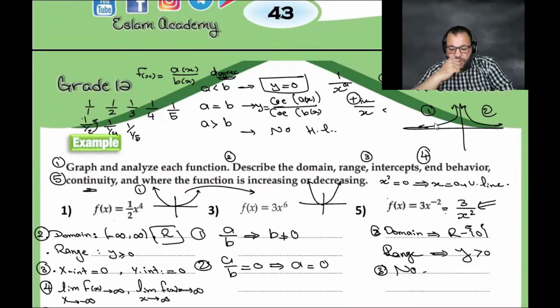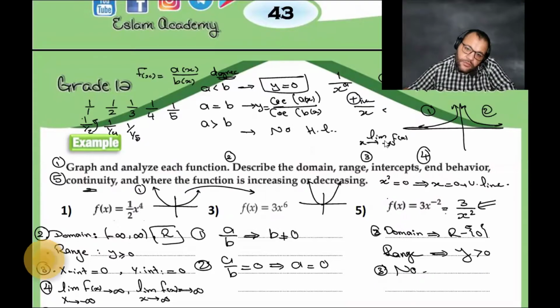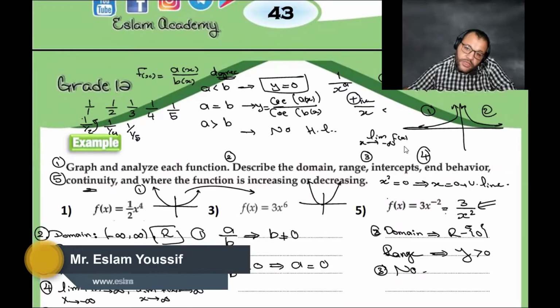What are the end behaviors that we have? For the first one, number 1: limit when x tends to negative infinity, the function is going to? Negative infinity? No. Going to 0. Approaching 0. It's close to 0.